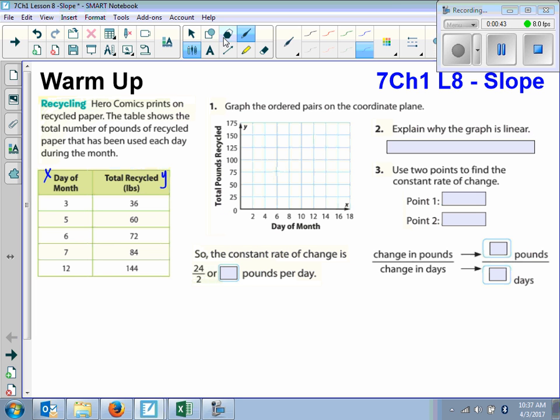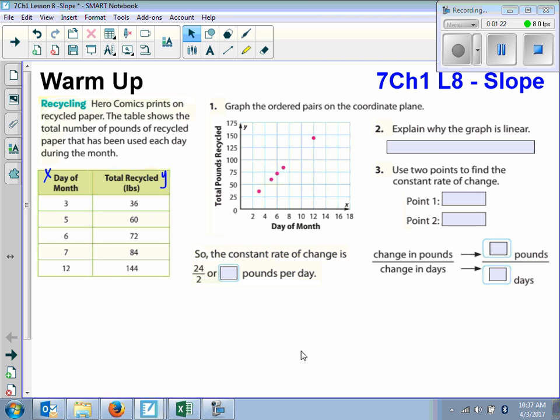So when we graph this on the coordinate grid, here we've got 3, 36, which is about right there. We've got 5, 60, right there. We've got 6, 72, there. 7, 84, about right there. And we have 12 all the way over here, 12, 144, right there. Is that what your graph looks like?